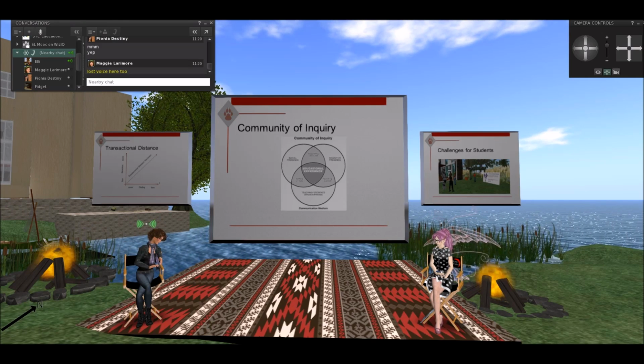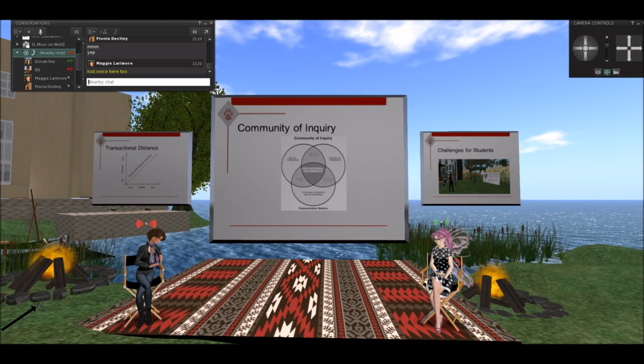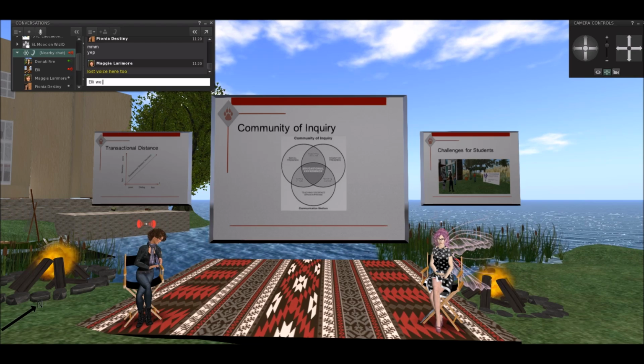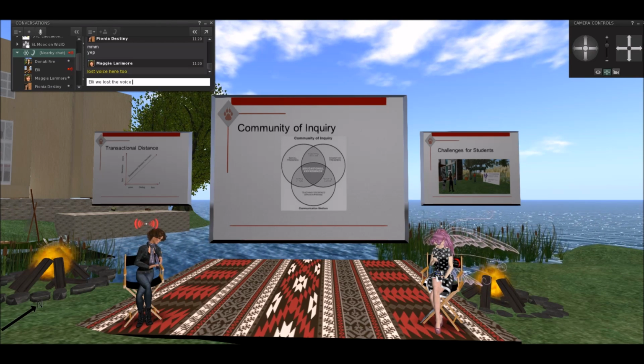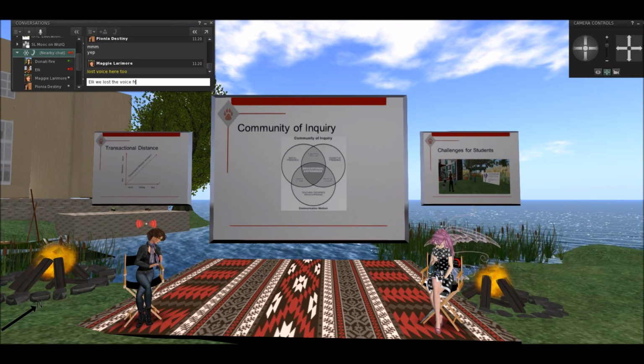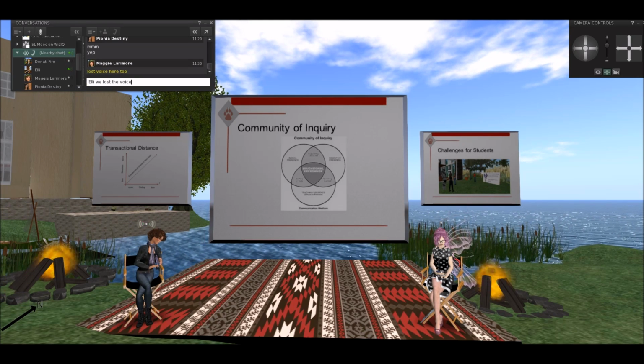Working together with their group on their own time, they can set the times that they do that. And then we try to give them an environment to work together. So we find that web conferencing is a great way to do that.